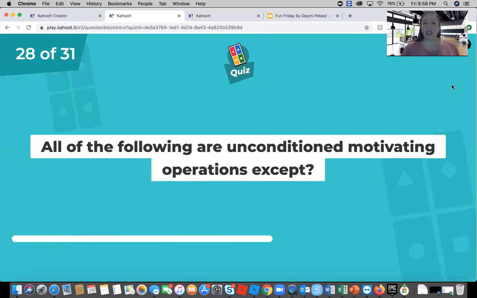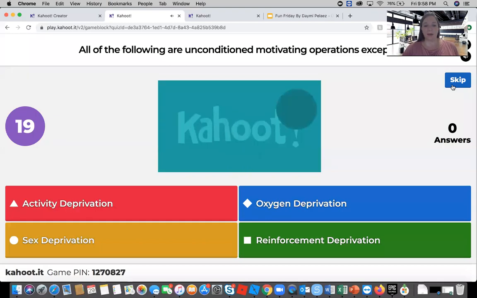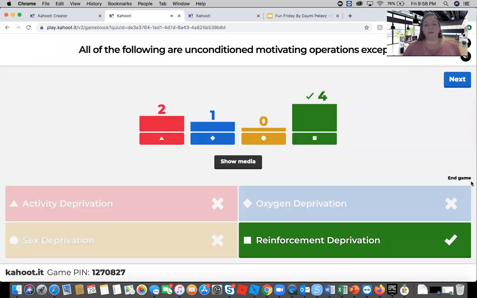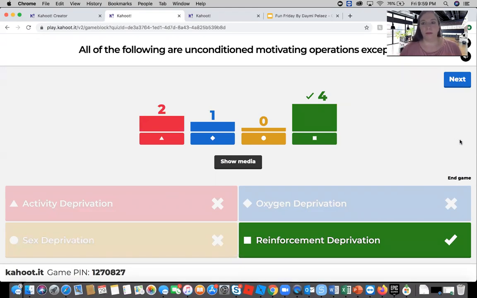All of the following are unconditioned motivating operations except... unconditioned, guys. Take your time. Reinforcement deprivation. You know, these are one of the tricky questions that when I first started learning, I thought activity deprivation was a trick. So I understand why those two people got that one. Understand 100%.